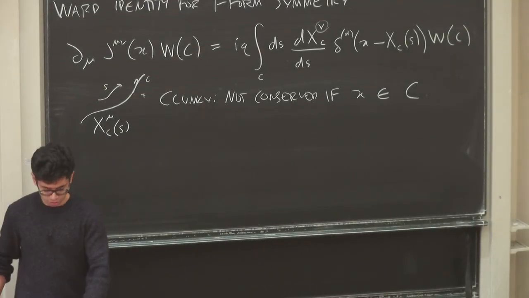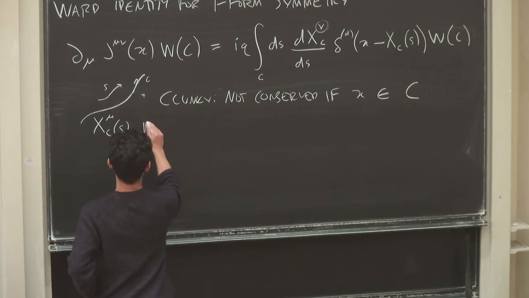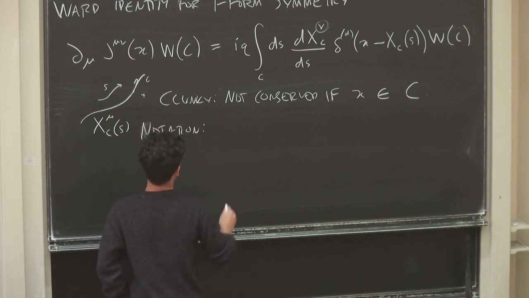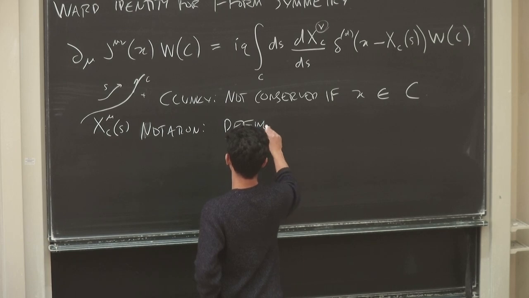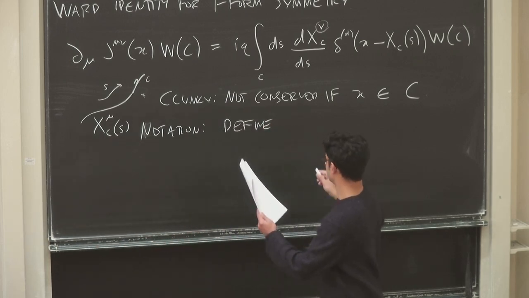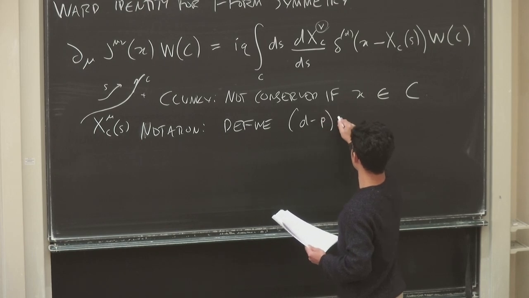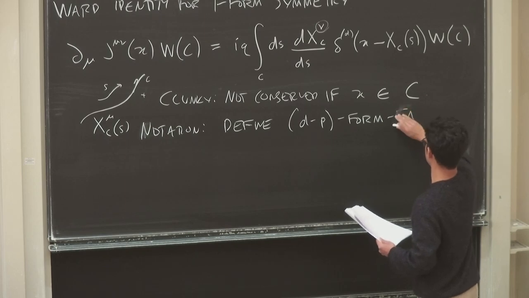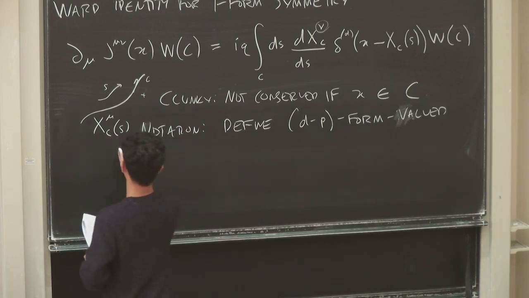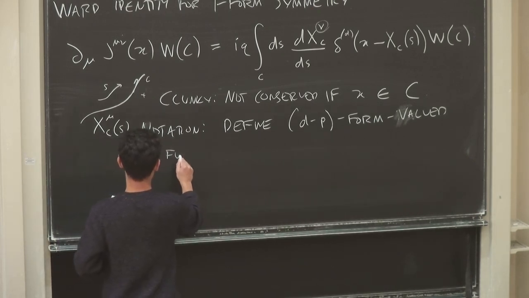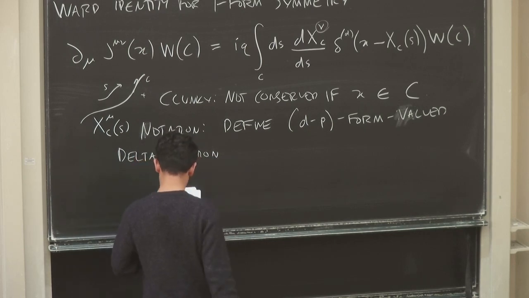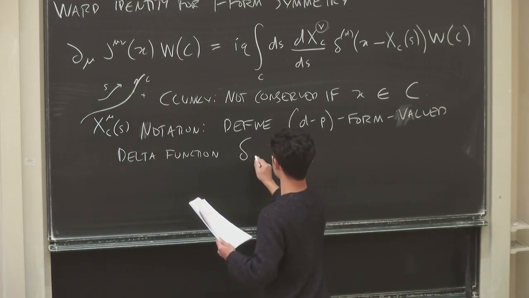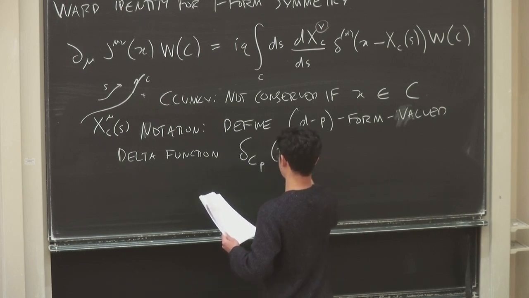All right. So to make this notation better, this is, I stress, really just notation, but I'm going to define a d minus p form valued delta function, which is going to be called delta sub C sub p of x. Okay?